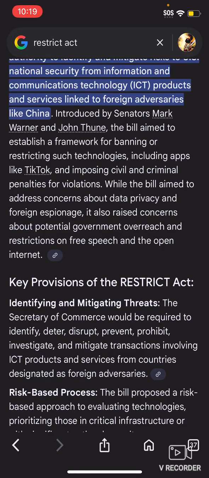This is going to go all the way down to YouTube, Facebook, Instagram, whatever social media that you have, man. The Restrict Act, man. As you can see, when you pull up on that Palantir ad, it tells you about restrictions. Boom. You see? All right? And so it says, while the ban aimed to address concerns about data privacy and foreign espionage, it also raised concerns about potential government overreach and restrictions on free speech and the open internet.